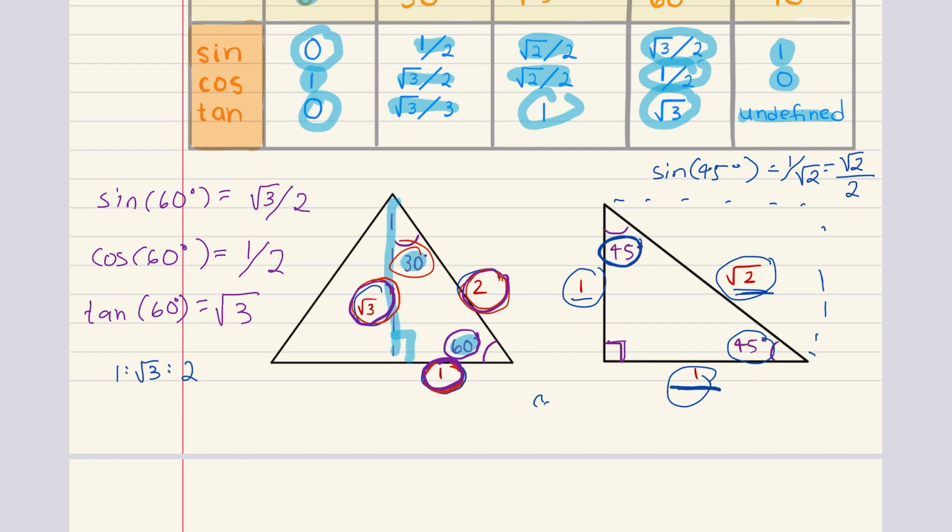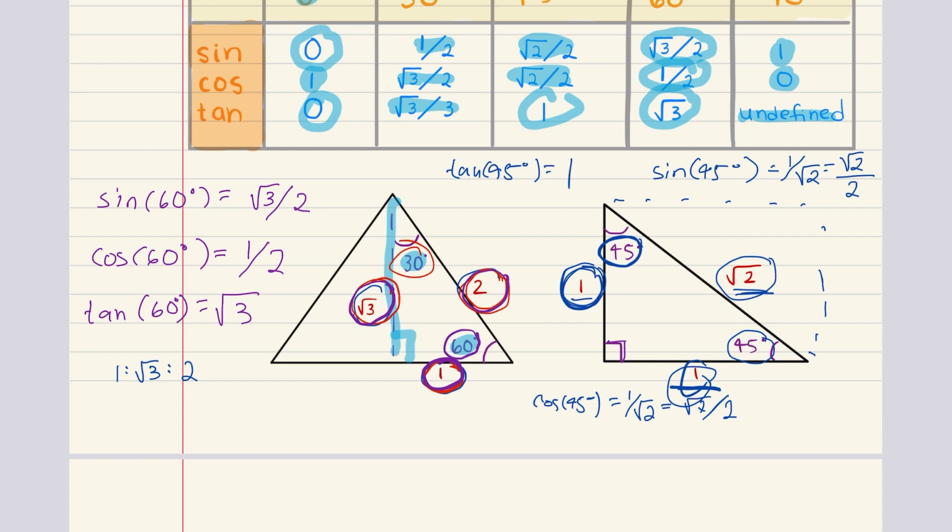Cosine 45 degrees is equal to the adjacent side, which is 1, divided by the hypotenuse. So 1 over the square root of 2, which again, we can alternatively write as square root of 2 divided by 2. Tangent 45 degrees is equal to the opposite side divided by the adjacent side. So 1 divided by 1, and that gets us 1.